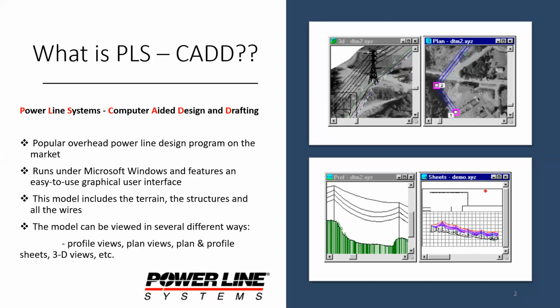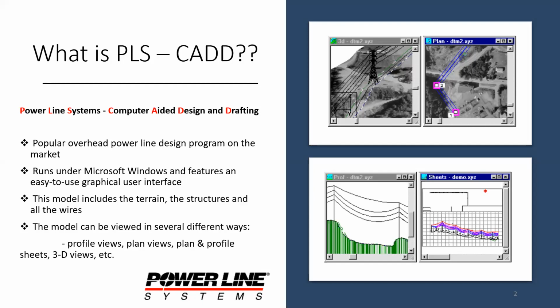PLS-CADD stands for Power Line Systems Computer Aided Design and Drafting. It is a popular overhead power line design program on the market, and it runs under Microsoft Windows, and it has a graphical user interface. The software includes the terrain, the structures and all the wires required to model a complete transmission line. This model can be viewed in profile views, plan views, and 3D views as well.